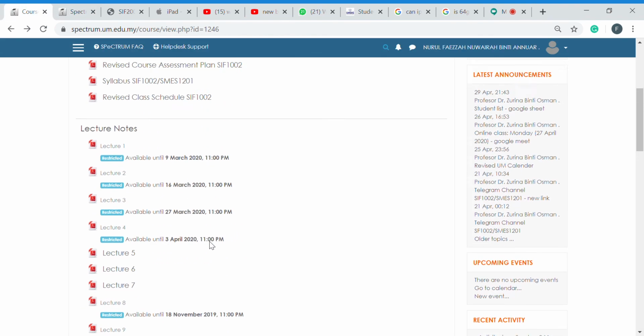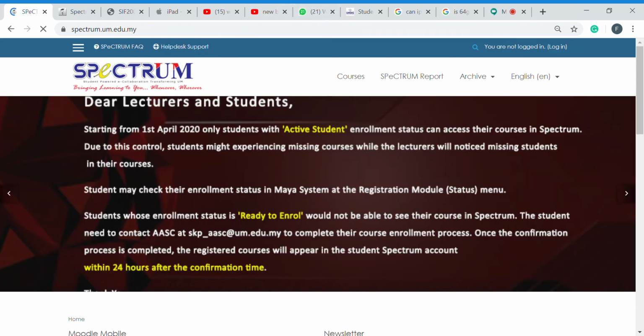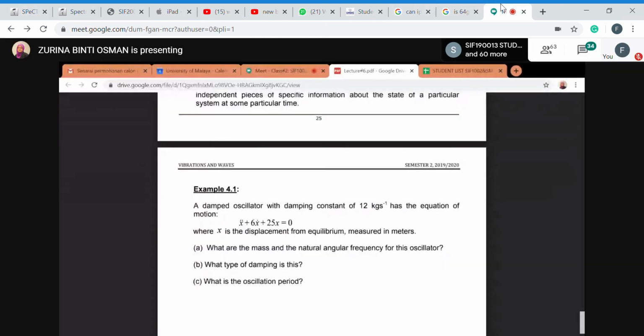Through this comparison you can determine what m is and also what omega naught is. Please take note, I will give the answer. The answer for m is equal to 2 kilogram. The answer for omega naught is equal to 5 per second.